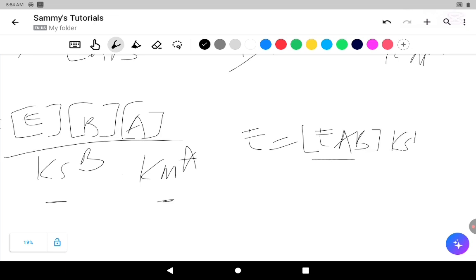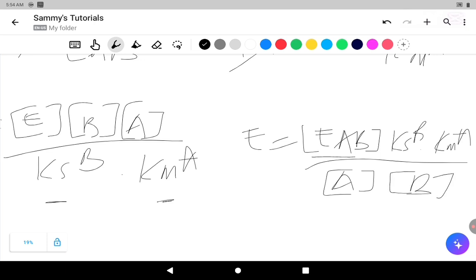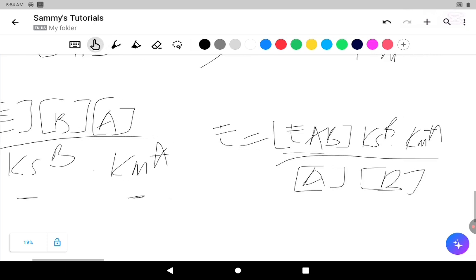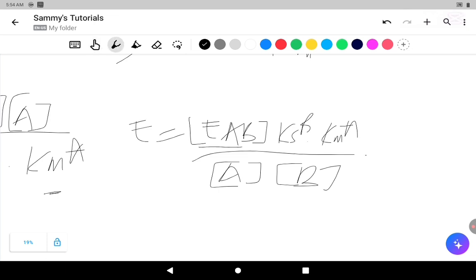E A B times K S B and K M A, all over A and B. So this is now equation C1. Are you following? This is equation C1. Alright? Then we proceed to the next.